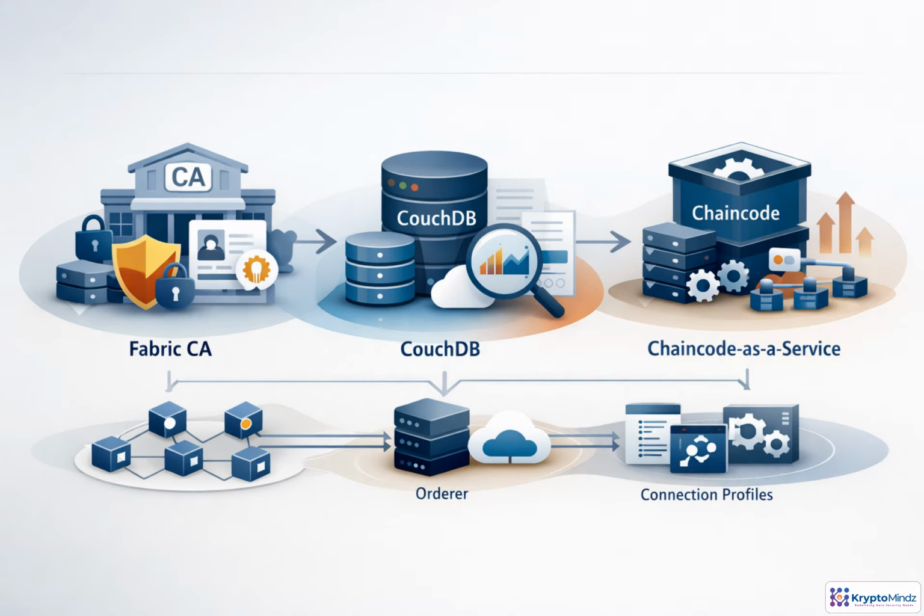Beyond peer and ordering nodes, Fabric relies on supporting services that need the same operational discipline. The CA is especially sensitive because it creates the certificates that define every identity. CouchDB enables rich state queries, but it also needs persistence, authentication, sizing, and backups. Chaincode as a service separates execution from the peer, allowing it to be deployed and scaled independently. The key is consistent configuration across peers, services, and connection profiles, or transactions will fail.